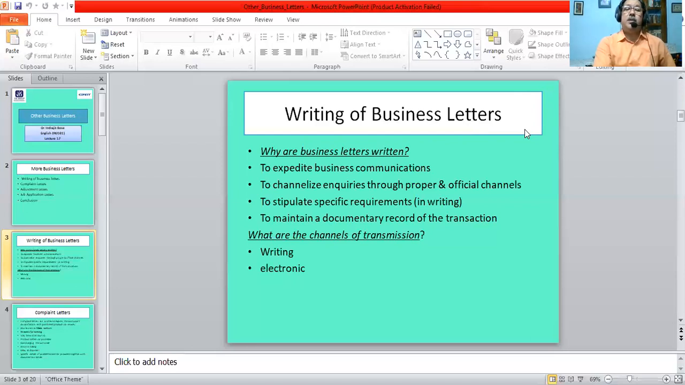But of course, we have to explore more about the different types of letters from now. We have already looked at sales letters and the important role that they play in marketing or advertising of new products particularly. And we have also looked at inquiry letters. Now we shall look at the other types of business letters.